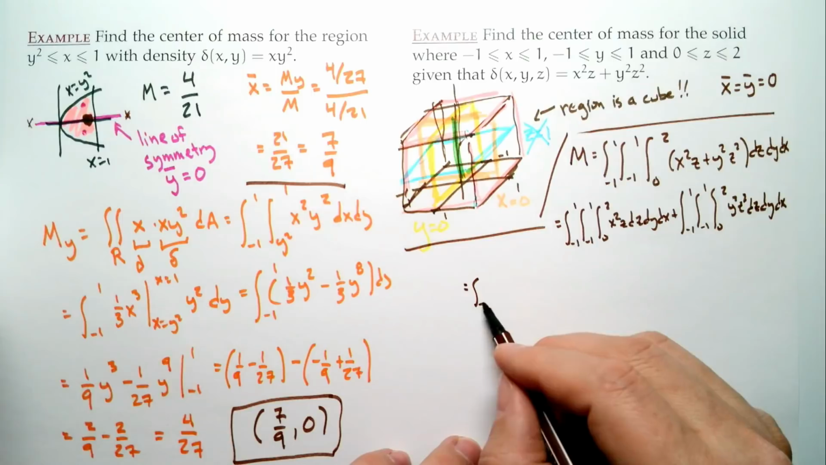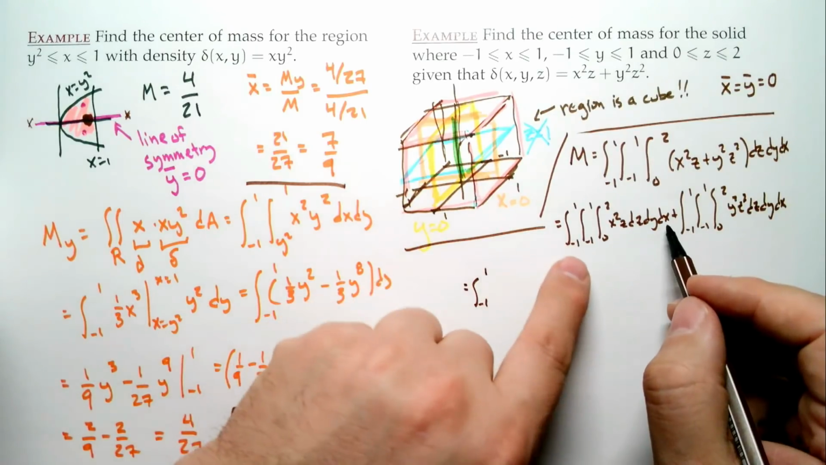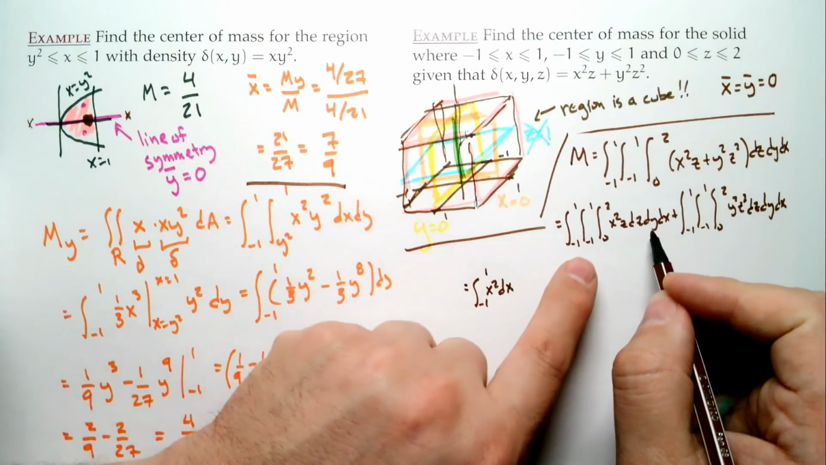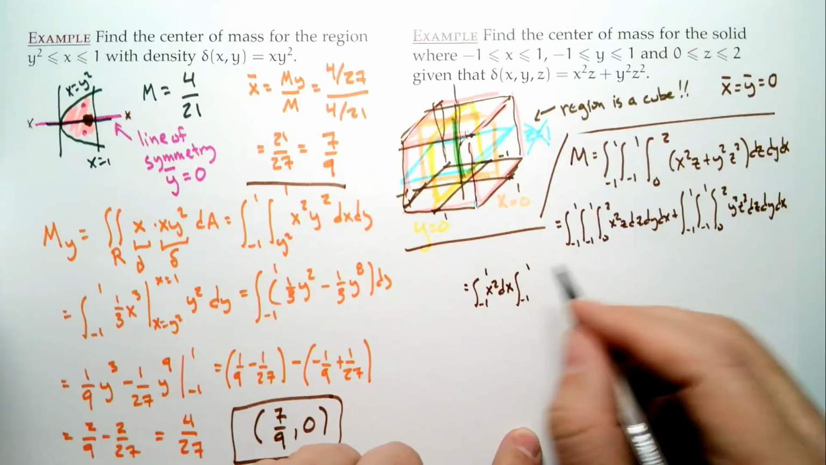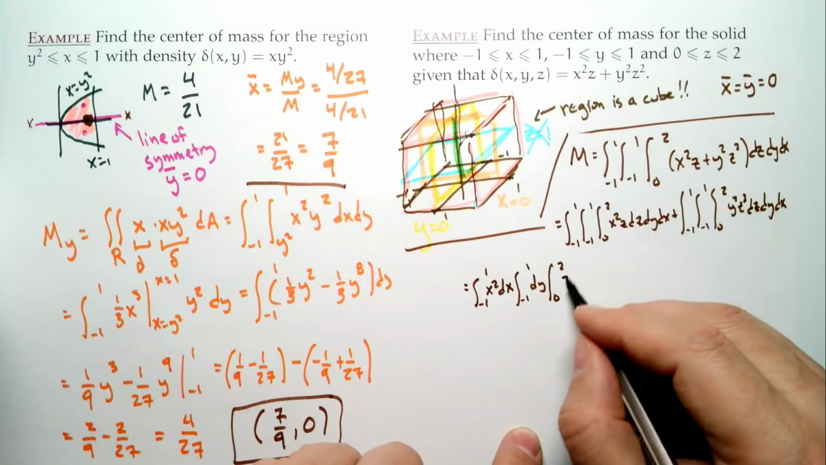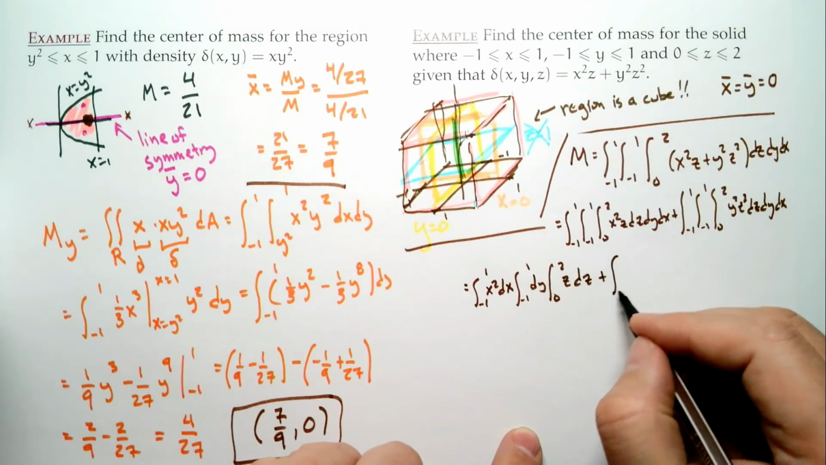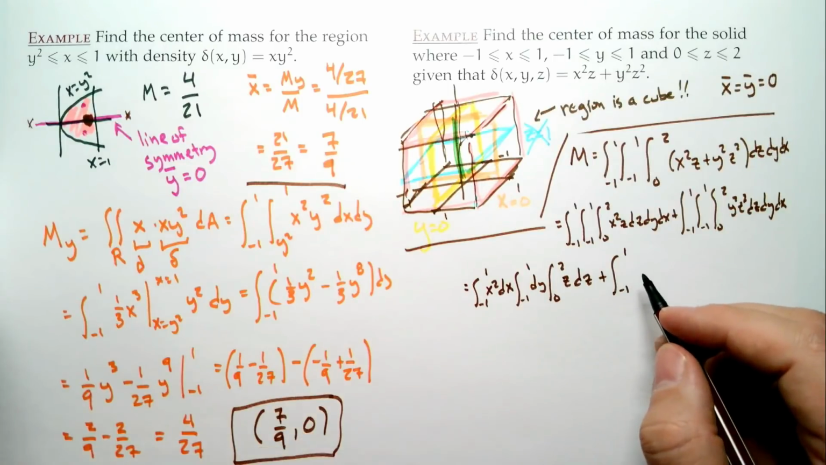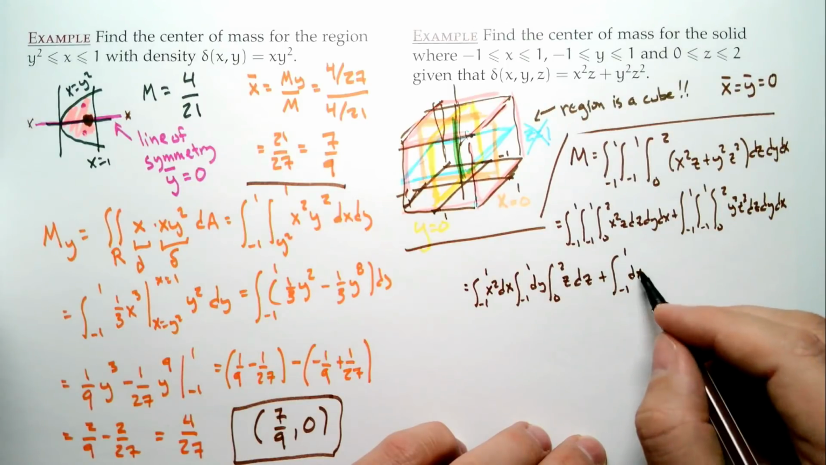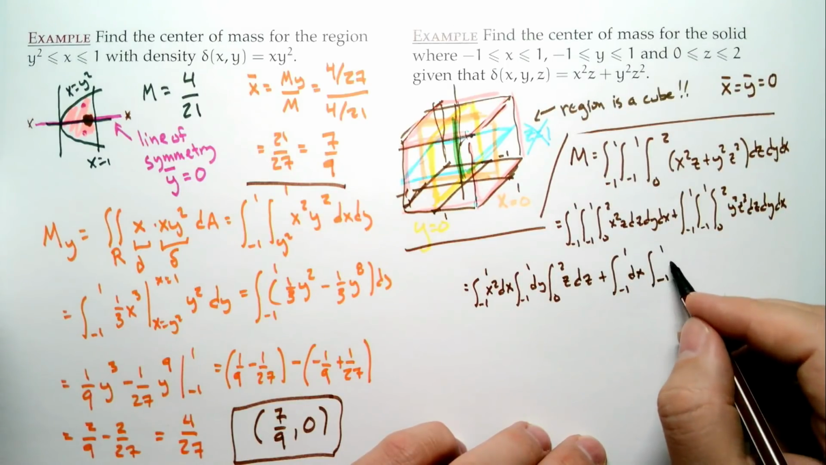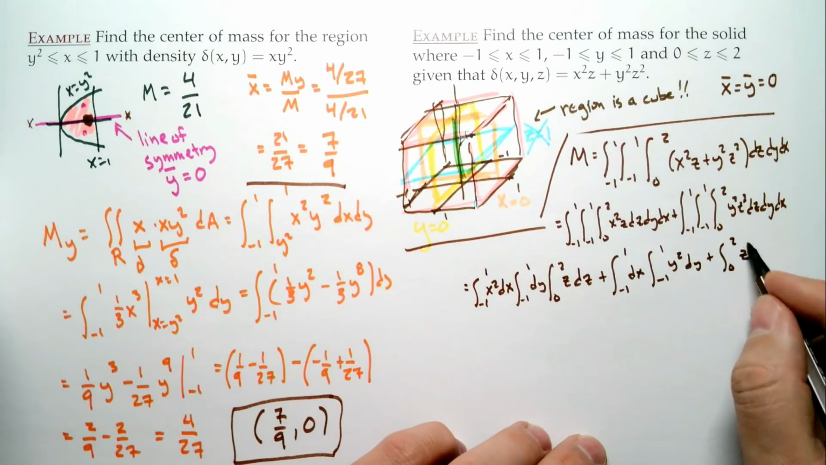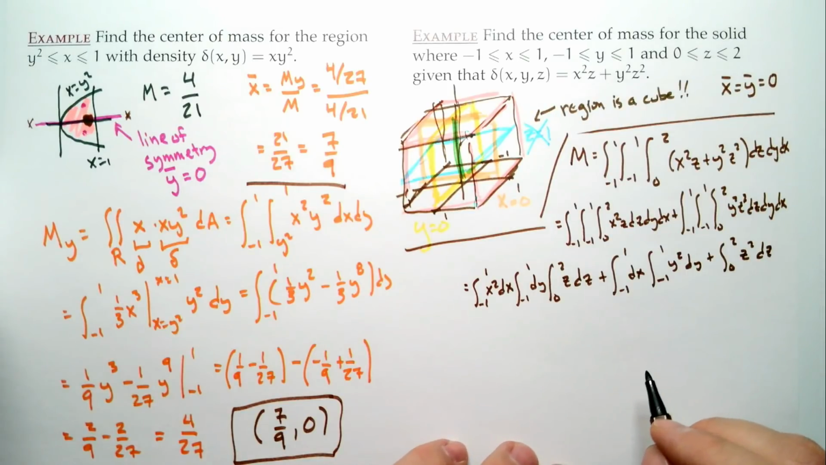So this becomes the integral from -1 to +1. I'll work on the x term, so x squared dx. Then I'll go to the y one, -1 to +1. There's no y, so it's just dy. And the integral from 0 to 2 of z dz, plus a similar thing over here, -1 to 1, and then it's just dx. There's no x term in this part. Integral -1 to 1 of y squared dy, and the integral from 0 to 2 of z squared dz.